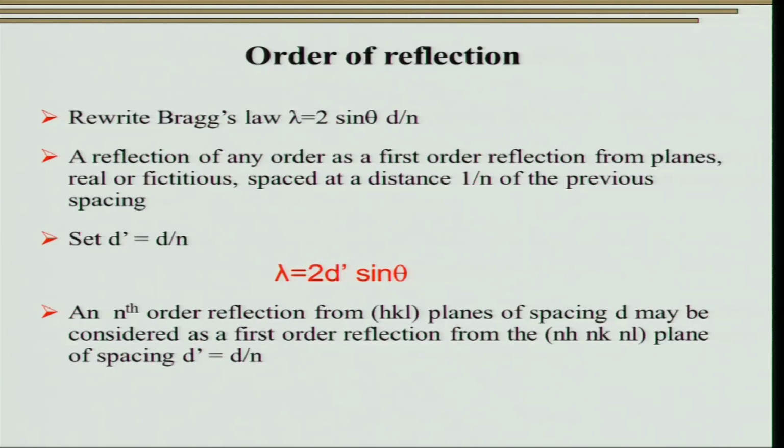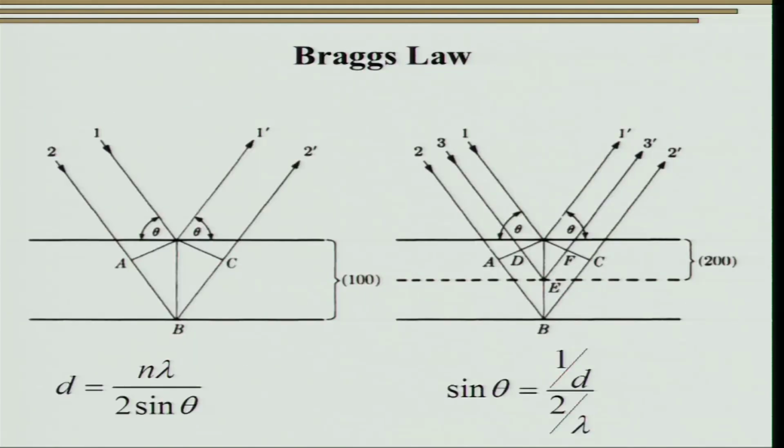Therefore, if we set d prime as d over n, we get lambda equals 2d prime sin theta. Put in other words, it means that an nth order reflection from hkl planes of spacing d may be considered as a first order reflection from the nh, nk, nl plane of spacing d prime, wherein the spacing d prime is equal to d over n.